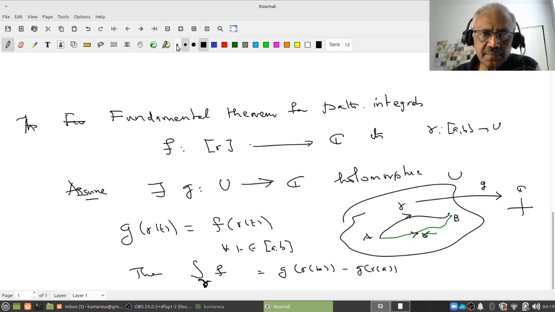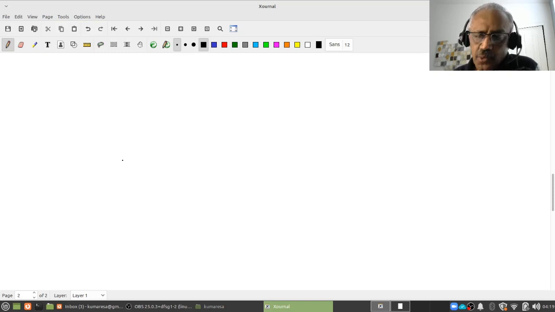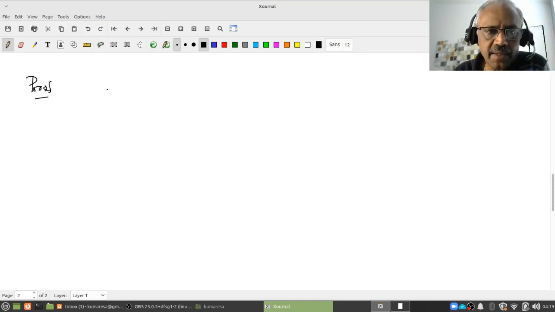because both values are nothing other than g of gamma b minus g of gamma a, which is the same as g of sigma b minus g of sigma a. Okay. The proof is extremely easy, right? Let's look at the integral of f over gamma.